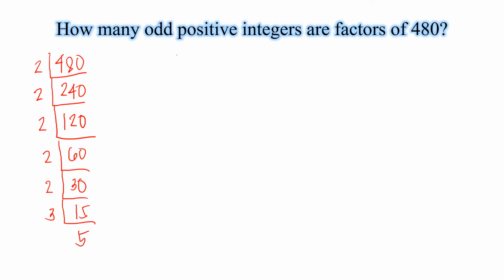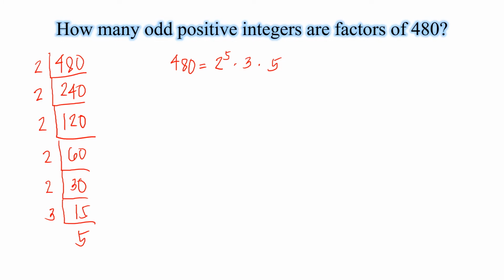Then we can write 480 as the product of its prime factors, that is 2 used 5 times as a factor, so that we have 2 raised to 5 times 3 times 5. Notice that the prime numbers 3 and 5 are used once as a factor in the prime factorization of 480.